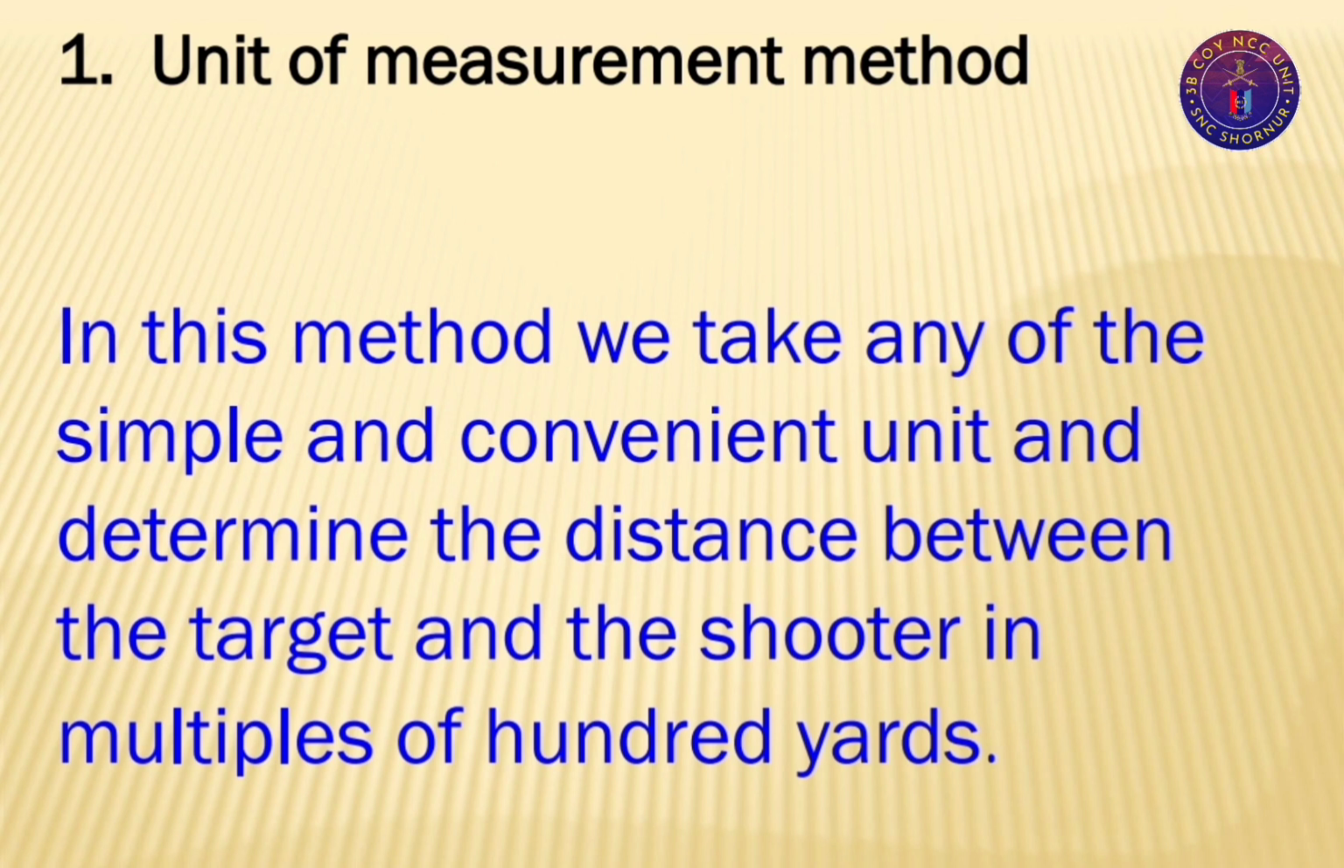And in this method, we take any simple and convenient unit and determine the distance between the target and the shooter in multiples of 100 yards. That is, the distance of the given object will be a multiple of an imaginary unit of 100 yards. In a simple way, we can say take a familiar unit, that is 100 yards, and estimate the total distance with that. For example, the length of the hockey field is the best yardstick for this purpose. And one thing should be noted that this method is not accurate above 100 yards and is of little use if there is dead ground between the observer and the object.